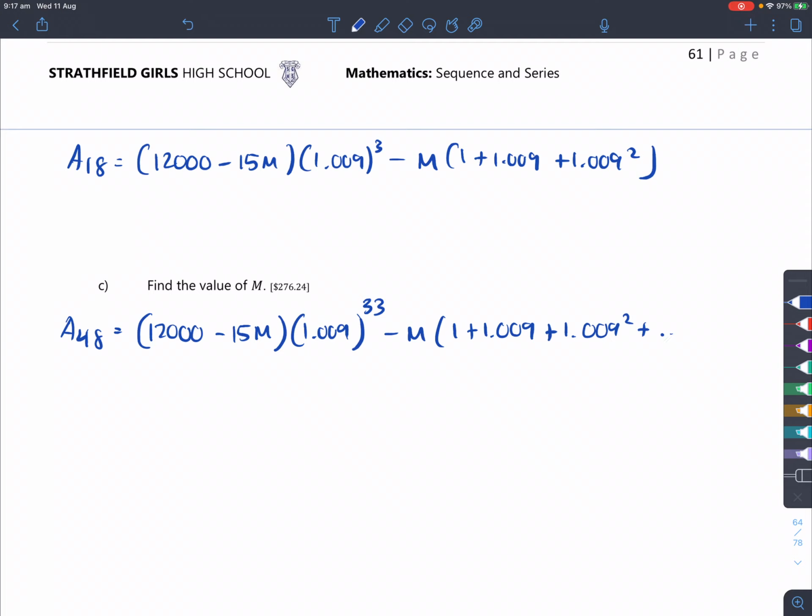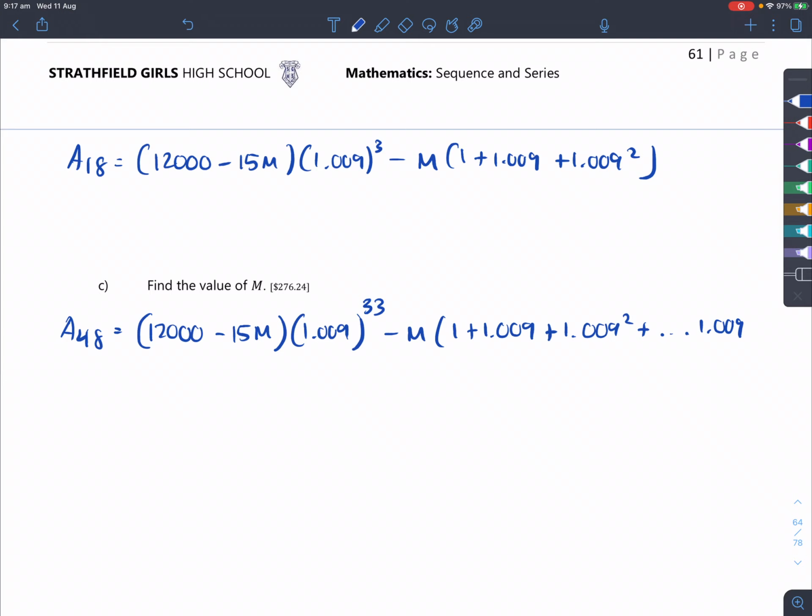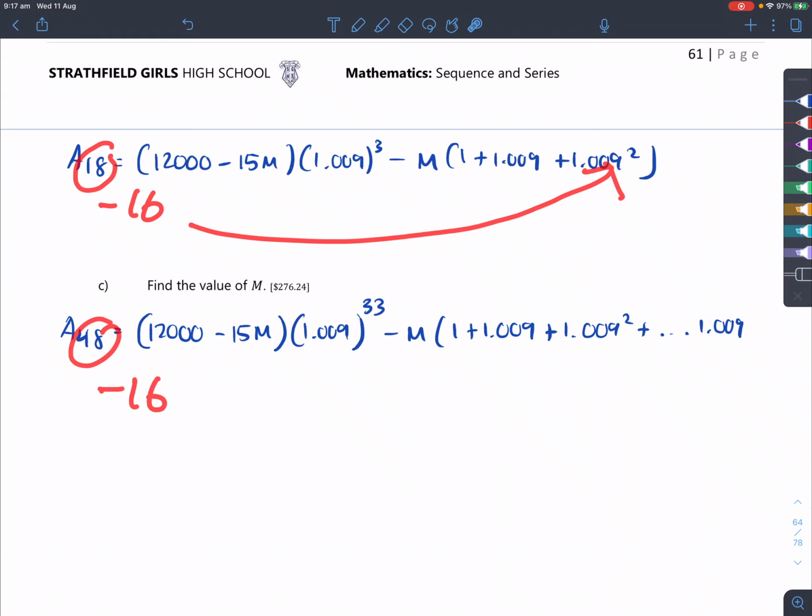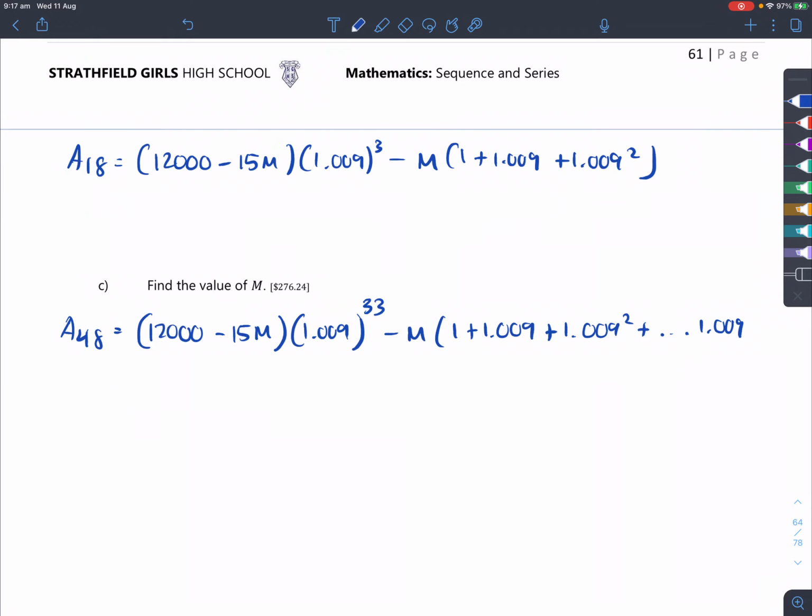But the last term here will be 1.009, but it's going to be raised to the power of 32. And the reason being is because 48 minus 16 gives you 32. Then we know that A48 is going to give you 0. They are nothing at the end of 48 months. So 0 would equal to this whole thing.